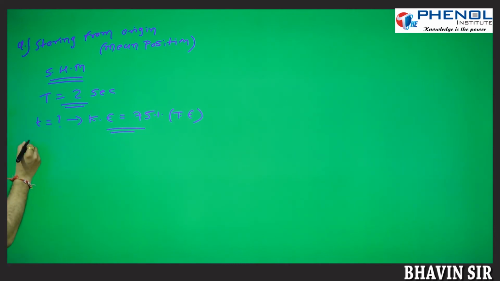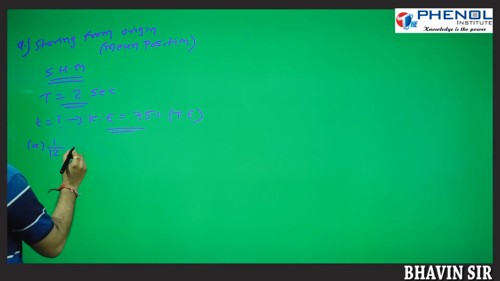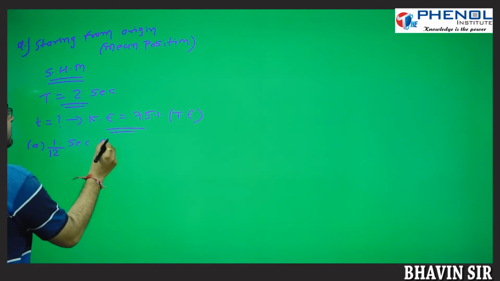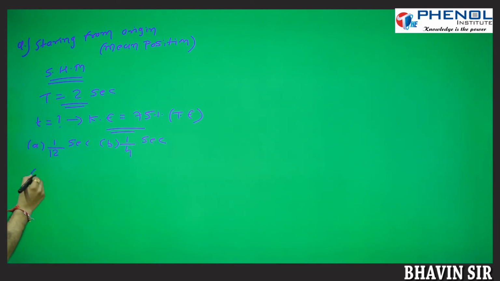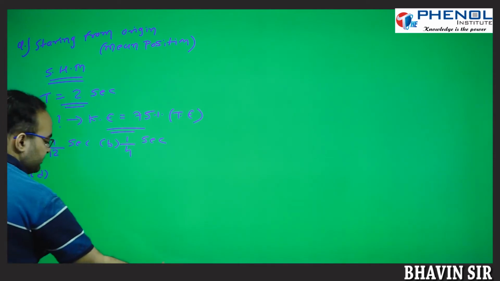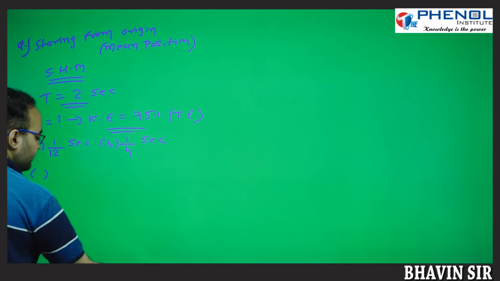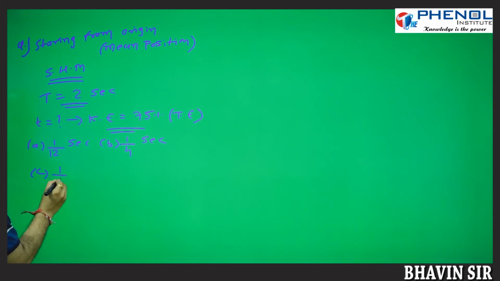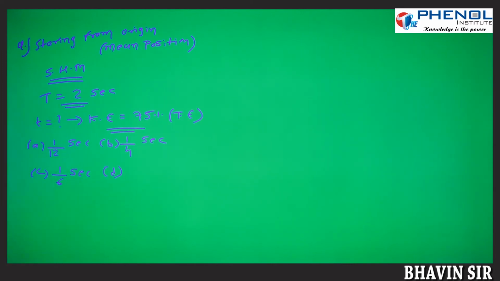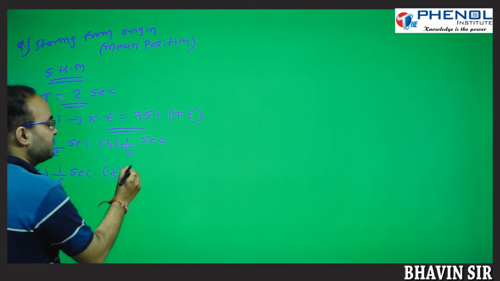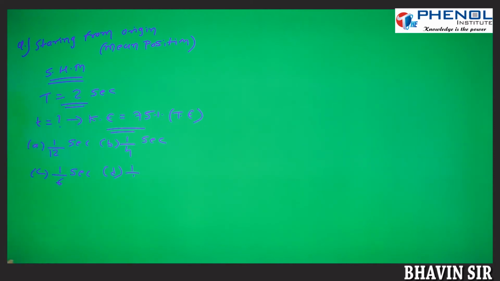Chalo, and the options are: 1/12 second, 1/4 second, 1/6 second, and option D, 1/3 second.